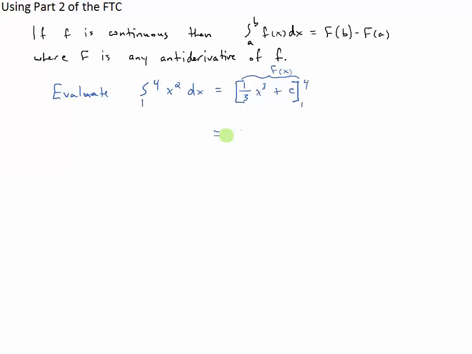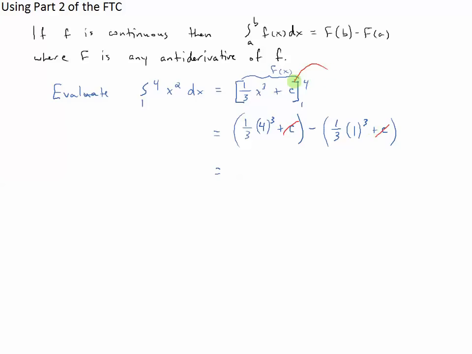And what this literally means is plug 4 into this. Plug 4 in. Doesn't affect the constant. And then subtract what you get when you plug in the 1. So it's the value of the function at the upper limit 4 minus the value of the function at the lower limit 1. And then you simplify this. Of course, your constant's going to cancel out when you subtract.